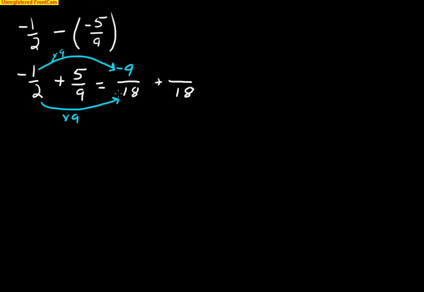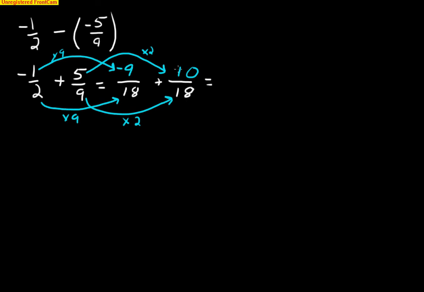So now we've got to do the same thing over here. To get the 9 to be an 18, we had to multiply that by 2. So we've got to multiply this 5 by 2 to get this numerator also. Okay, and 5 times 2, of course, is 10. And so now we've taken a negative 1/2 plus a positive 5/9 and converted that over to negative 9 over 18 plus 10 over 18. Now, let's go back to white now that we've solved all that.